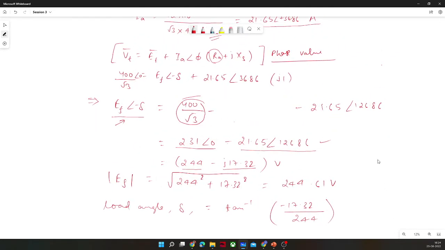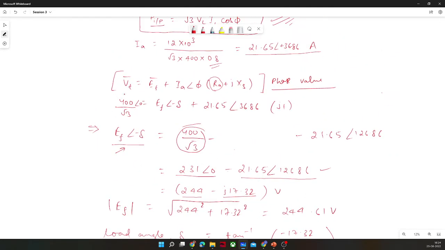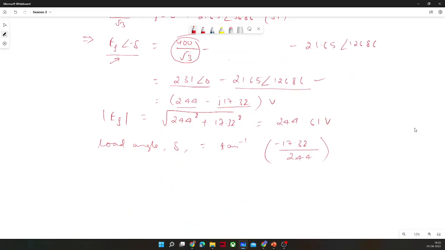So I was saying about this complex equation. From this one equation only, you can find two variables, that is the load angle as well as the magnitude. Only magnitude was asked, so we calculated the magnitude. If the load angle would have been asked, we would be able to calculate the load angle. So this problem is solved here only. 244.61 volt is the answer. So any issue or any doubt in this problem?